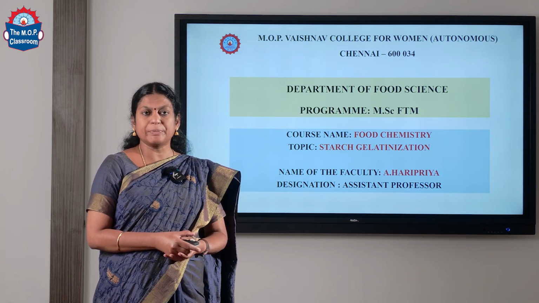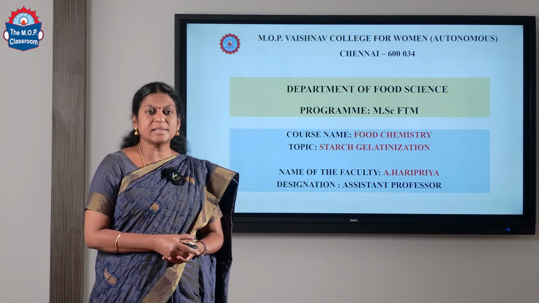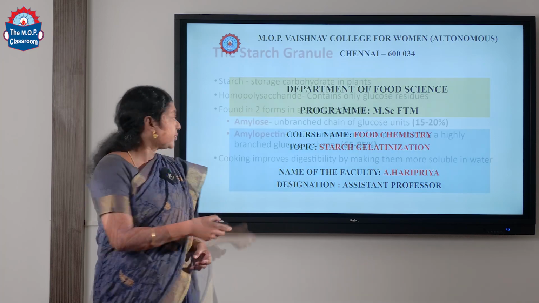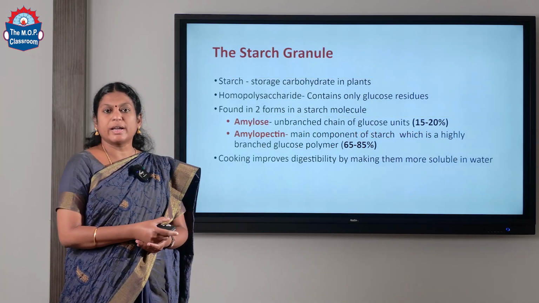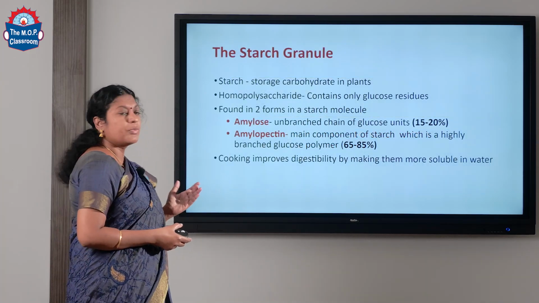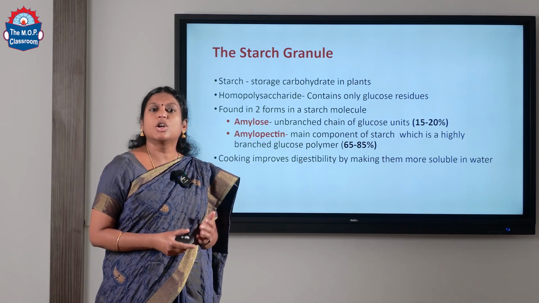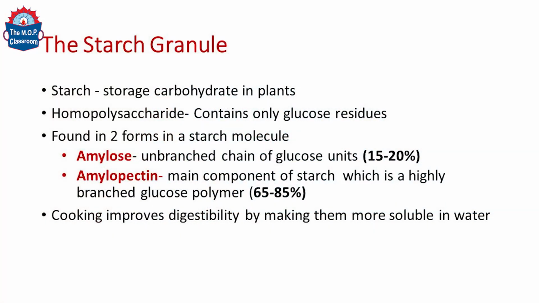In today's session, we will discuss gelatinization of starch. Starch is a storage carbohydrate in plants. It is a homopolysaccharide. It contains only glucose units. It has two important components in it, amylose and amylopectin.